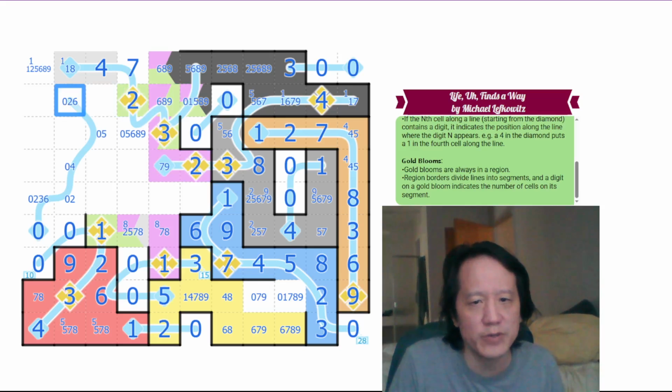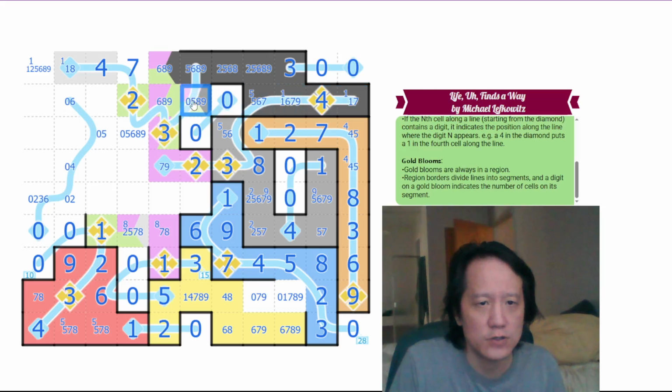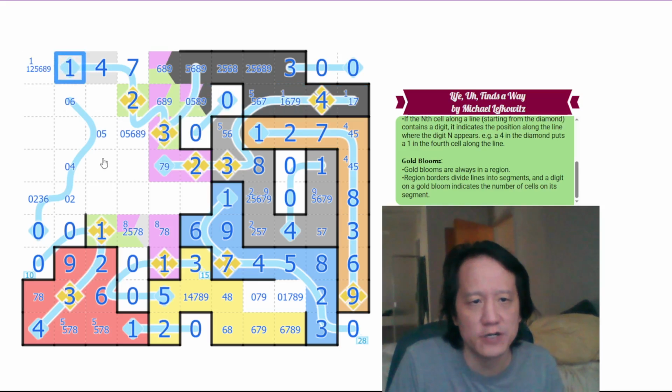Okay, this 2 eliminates 2 here. One cannot be here because of the 1. 1 has to be one of these 2 cells here. So this can't be 1, which means this is a 1. So this can't be 1 here.